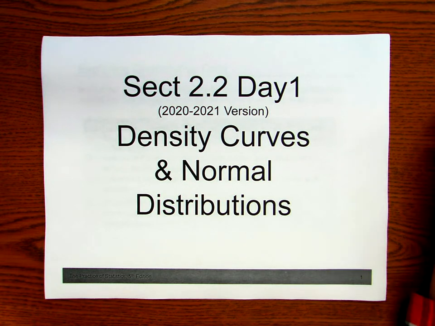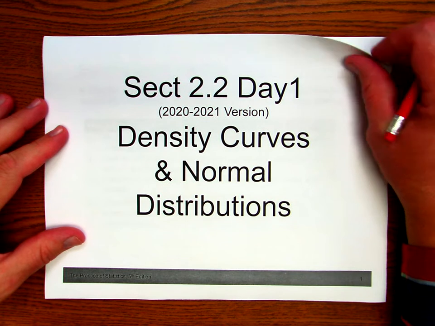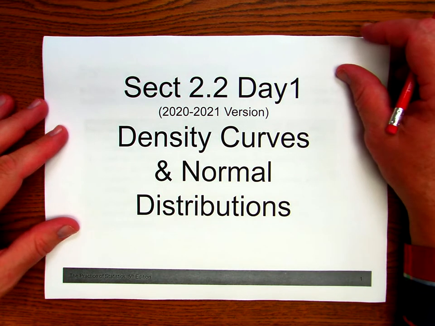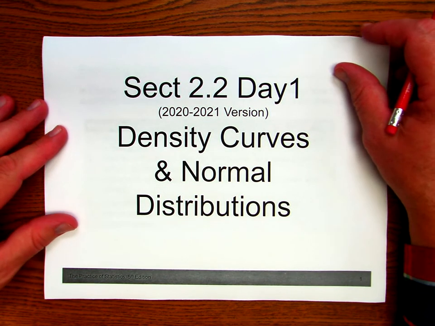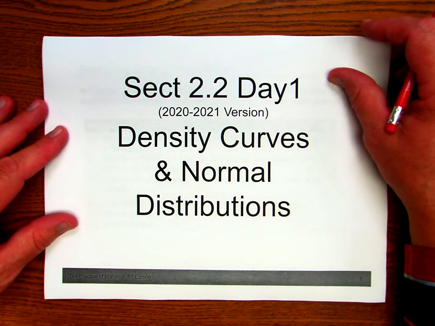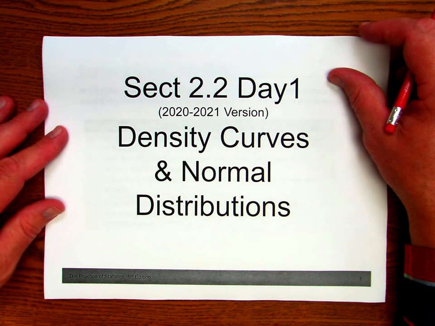All right, these are the class notes for section 2.2, day 1. We're going to talk about what it means to be a density curve, and we're going to begin talking about one special type of density curve, normal distribution.